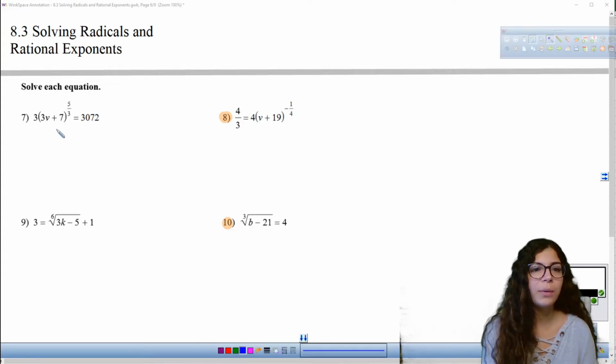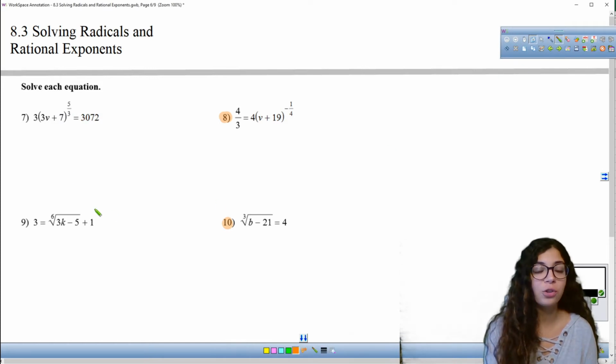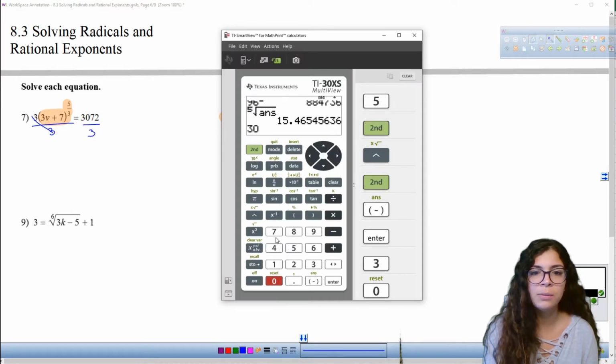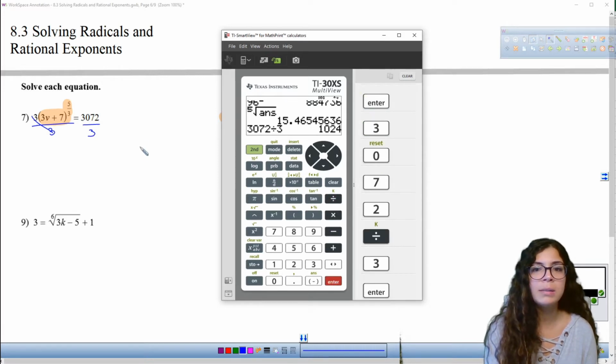So number 7, right? We have a fraction exponent. Now that fraction exponent applies to this expression right here, so we need to isolate that. Right now we have the 3 on the outside. Notice that this 3 in front is not a part of that expression that has the power. So we need to get rid of that to isolate that expression. So I'm going to divide by 3 on both sides. And I'm just going to use my calculator for this because I don't want to do the division by hand. So 3072 divided by 3 is 1024.